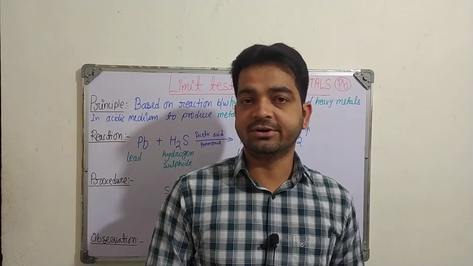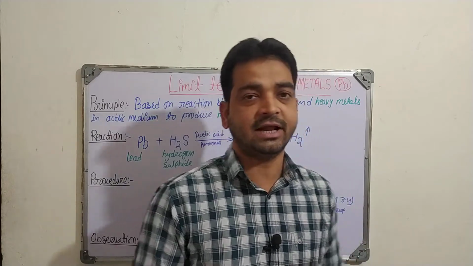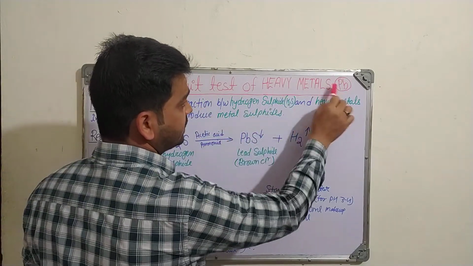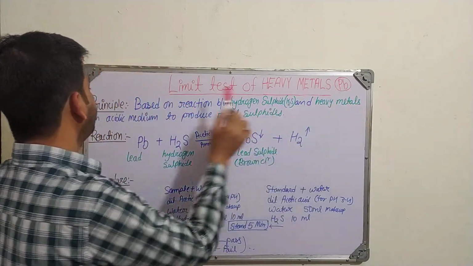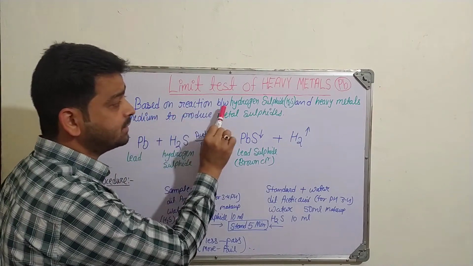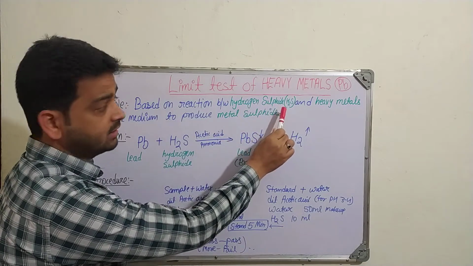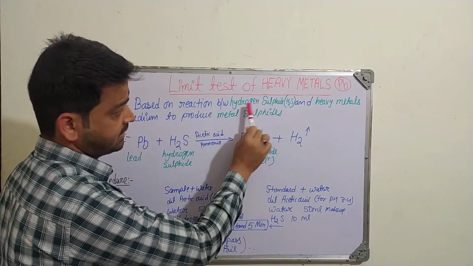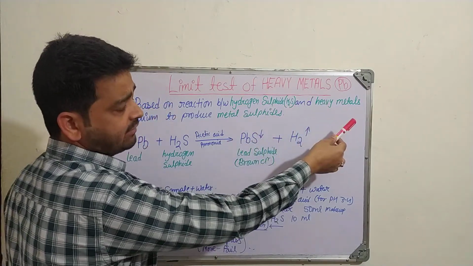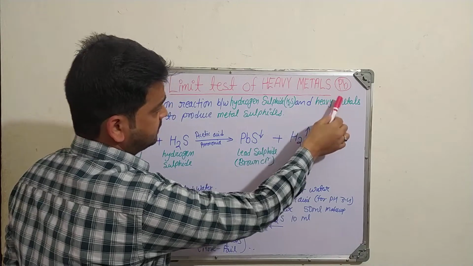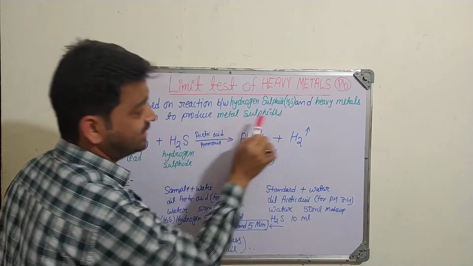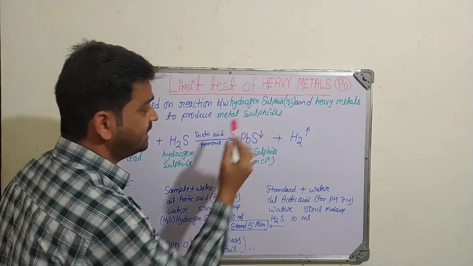In general, we'll try to understand what kind of reaction goes on when we detect the limit test of heavy metals. Here I have taken lead, Pb, as an example. Coming to the principle, it is based on the reaction between hydrogen sulfide, H2S, and heavy metals, which may be any heavy metal, but here I have taken lead, in acidic medium to produce the metal sulfide.